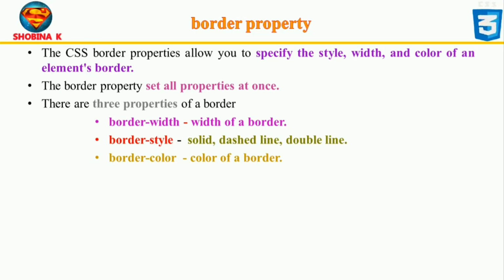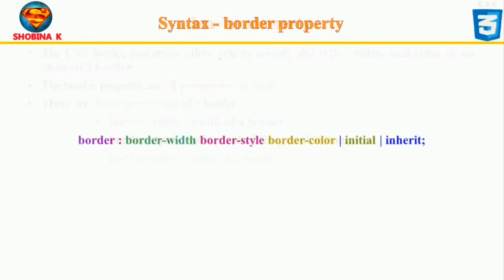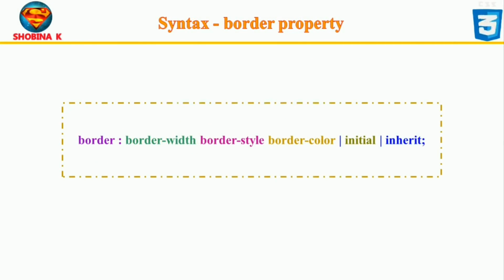With the CSS border property, you can define the width, style, and color of the border. While using the border shorthand property, the order is important. You have to define it in the order width, style, and color. So with this property, you can set all the properties at once. This is the formal syntax for the border property.